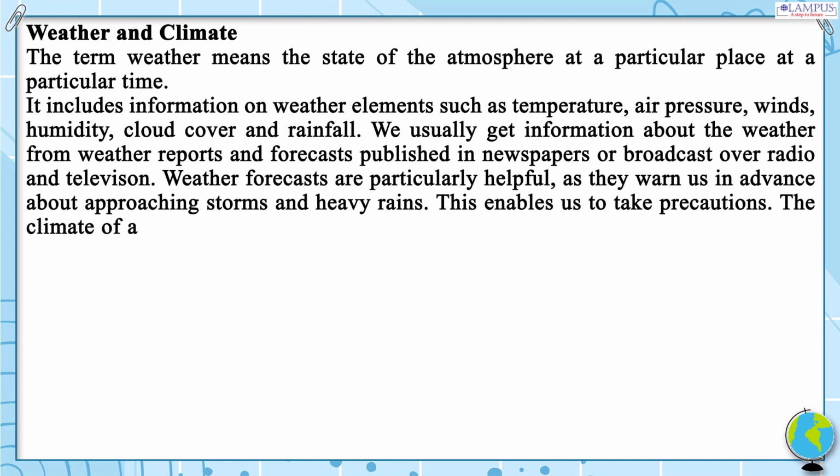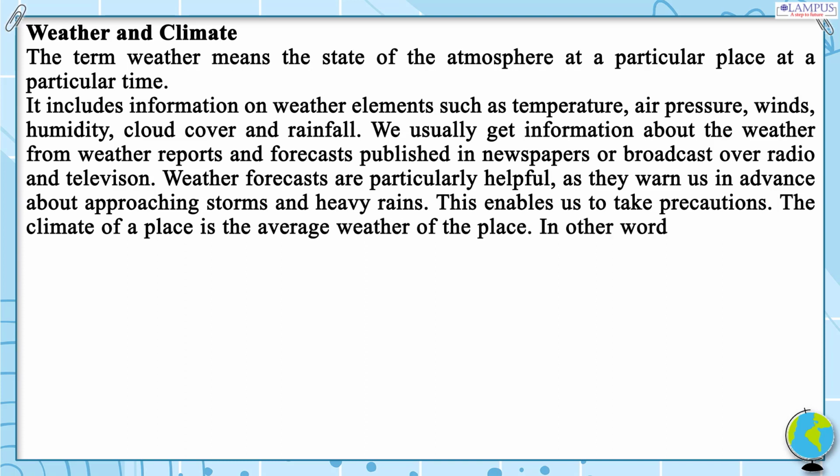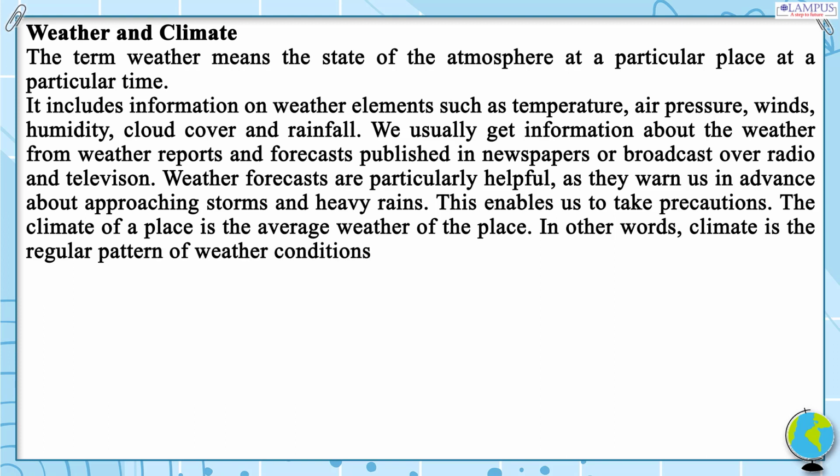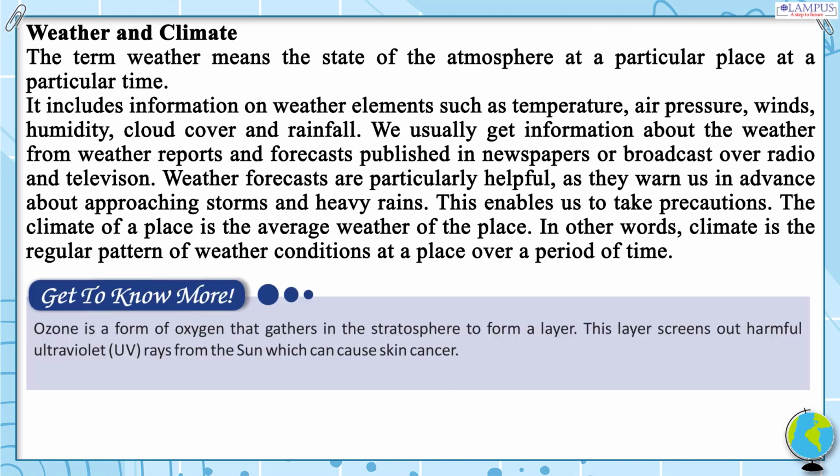The climate of a place is the average weather of the place. In other words, climate is the regular pattern of weather conditions at a place over a period of time. Get to know more. Ozone is a form of oxygen that gathers in the stratosphere to form a layer. This layer screens out harmful ultraviolet UV rays from the sun which can cause skin cancer.